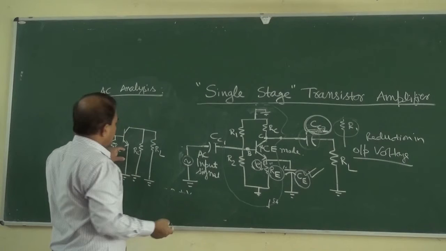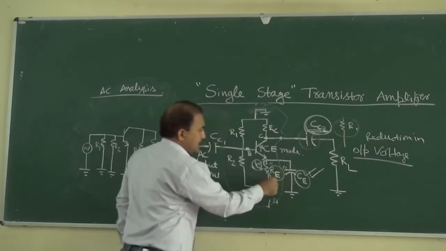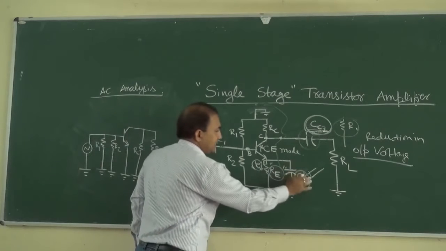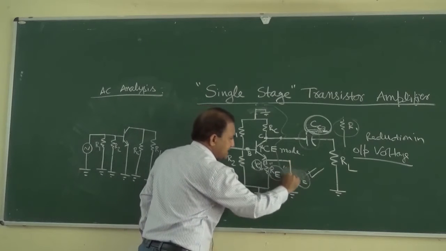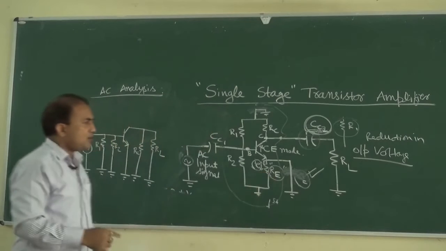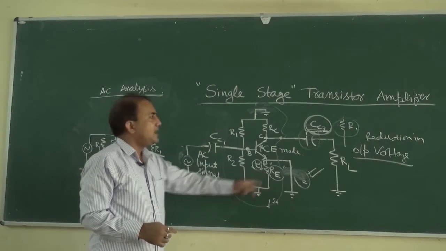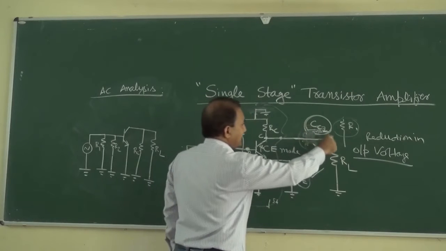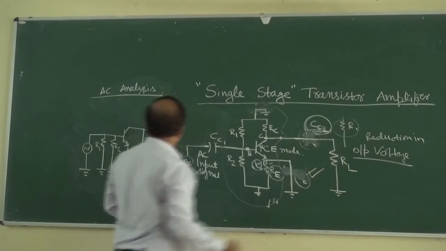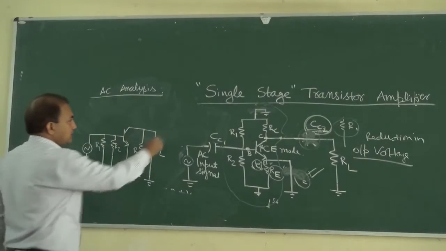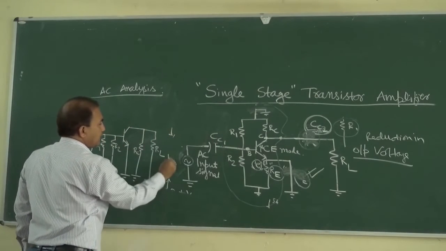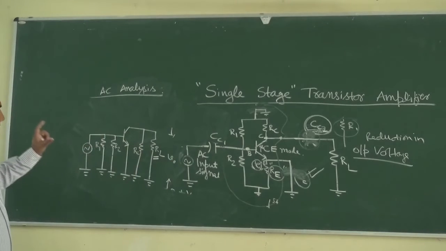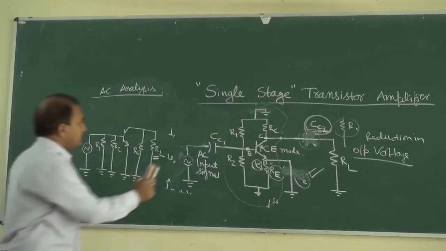Then this RE is removed, because this capacitor is now shorted. So RE is removed. Now this coupling capacitor is replaced with a short. And so RC and RL are both in parallel. So we are getting the output voltage across RL. So what is the use of AC analysis?